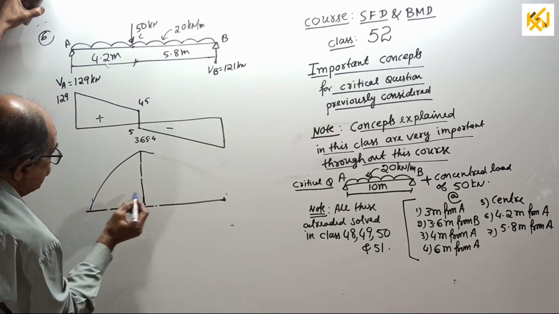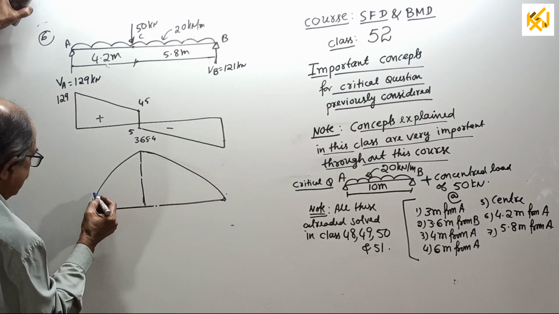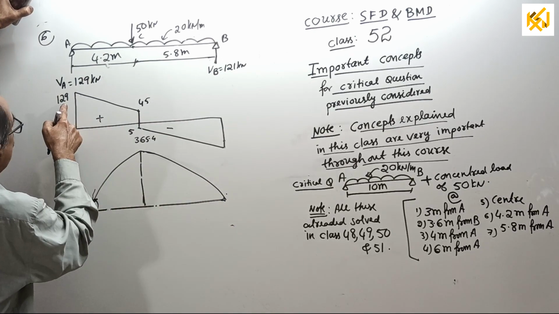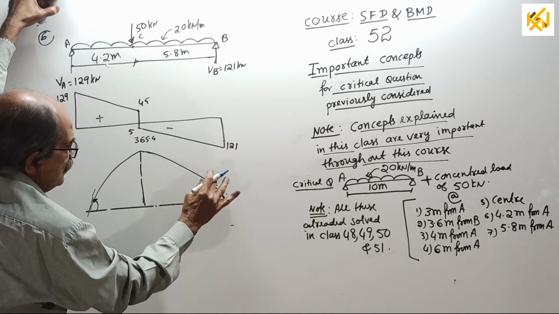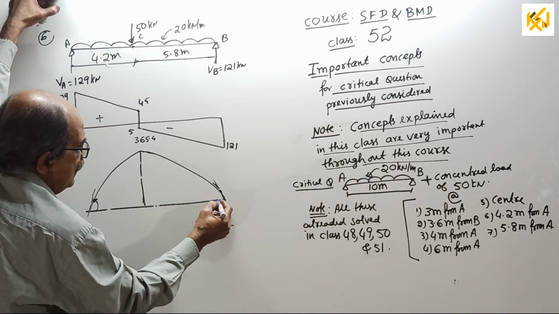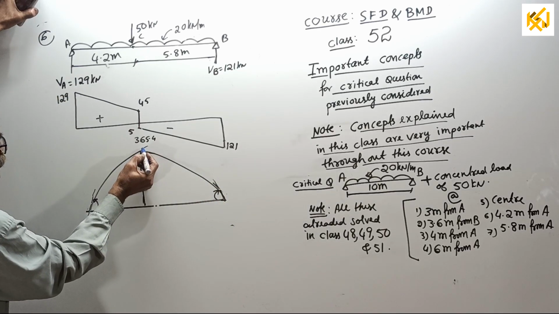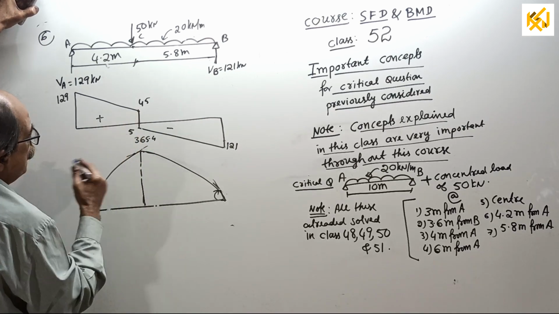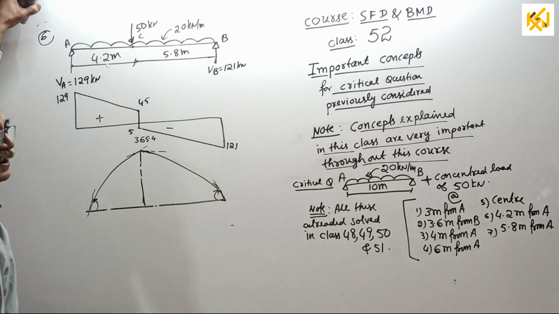How much angle here? See, if you draw tangent here, this angle will be 129. This is 121. If I draw tangent here, a little this way, tangent here, this will be 121. And if I draw tangent here, this side, it will be 45. This side tangent will make a lesser angle.